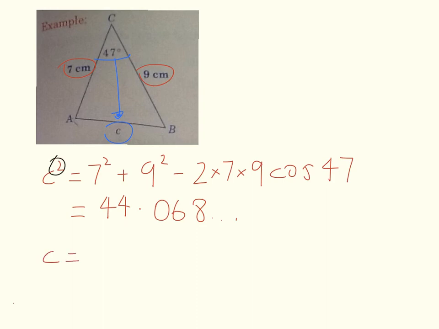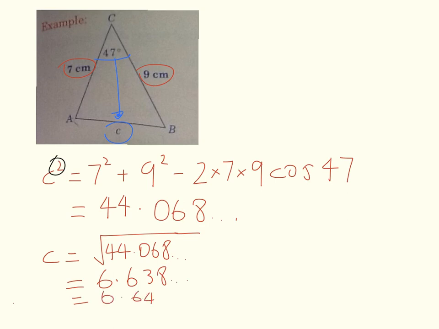So C equals the square root of 44.068, using the answer button on your calculator, not a rounded version. And we end up with 6.638, and I'll call that 6.64 centimetres to 2 decimal places.